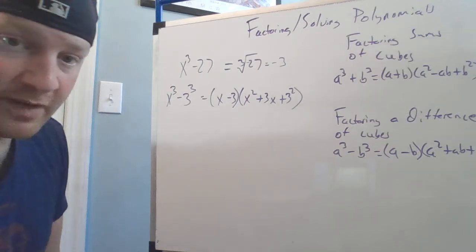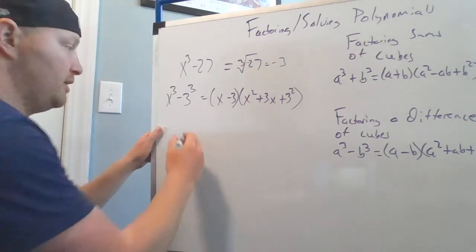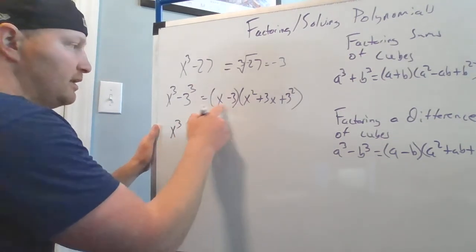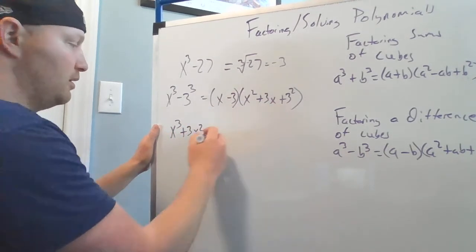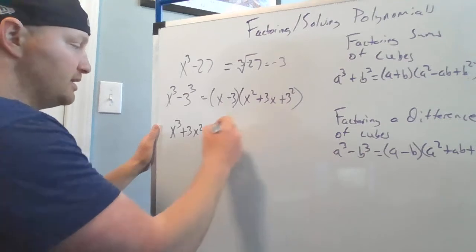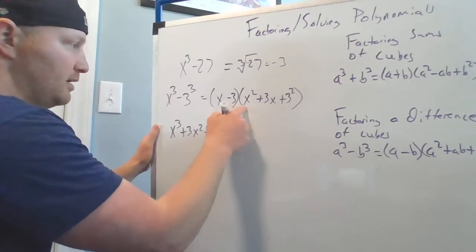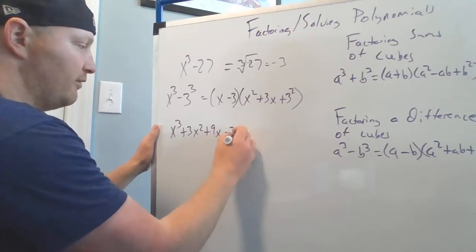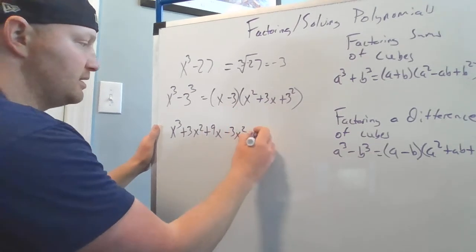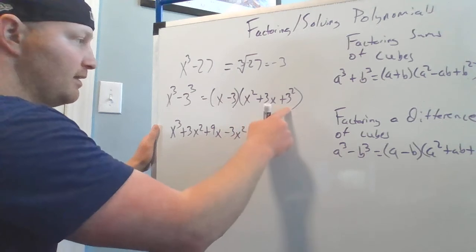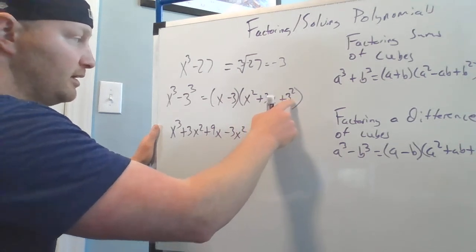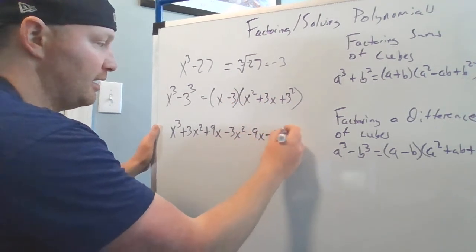Now, if you want to double check on math to prove that we are right, let's do it, okay? X to the third plus 3x squared plus 3 squared we know is 9, so this is 9x. This times this is negative 3x squared. This is negative 9x, okay? Negative 3 times positive 3. And this times this is going to be literally 9 times negative 3, negative 27.